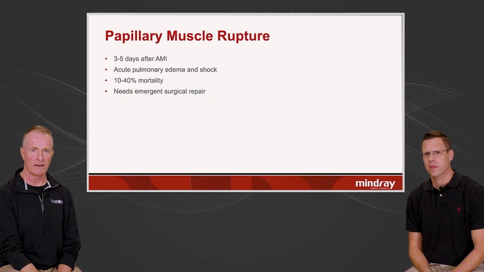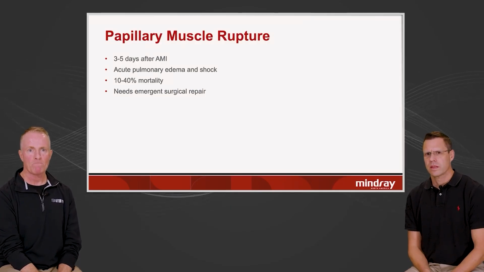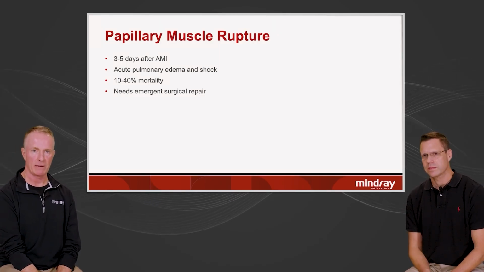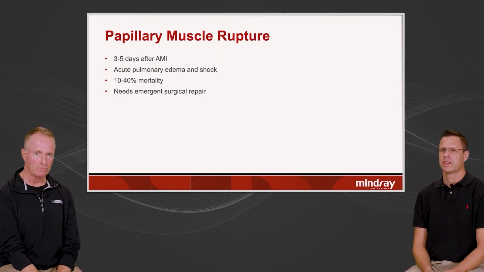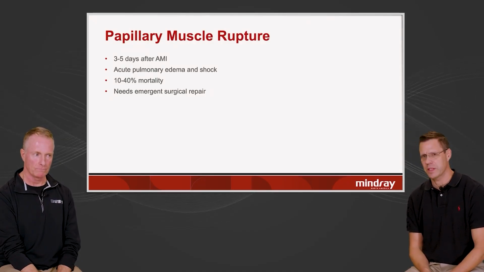It's going to happen 3 to 5 days after acute MI, so the troponin is going to be high. And if you don't figure this out quickly and get them emergent surgical repair, they're going to die pretty quickly. These people come in really sick, and being able to make that diagnosis within a few minutes is really necessary. Without that, they'll just be dead.